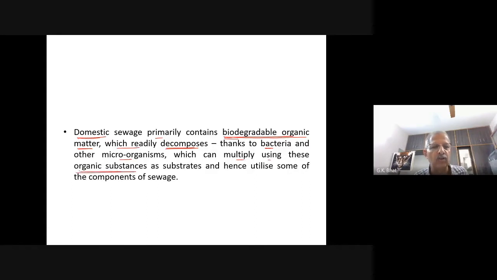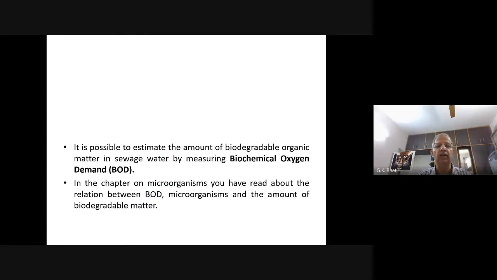Whatever kitchen wastewater comes out from your kitchen readily decomposes because bacteria and fungi find their food in it. So these bacteria and other microorganisms can multiply using these organic substances as substrates and hence utilize some of the components of sewage. Some of the components of sewage are perfectly removed by the bacteria and other microorganisms because it forms food for them. So where it is domestic sewage, the problem is always with the industrial sewage.